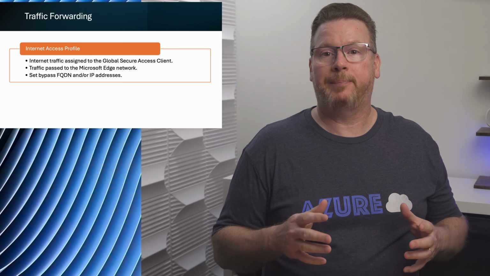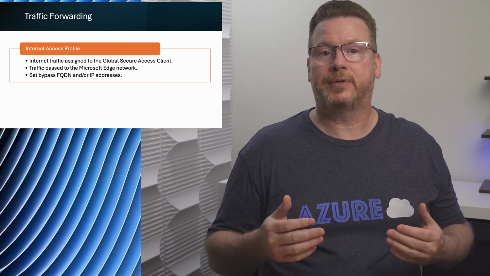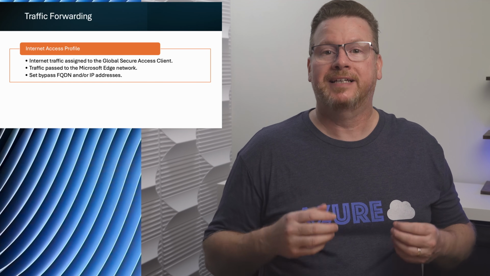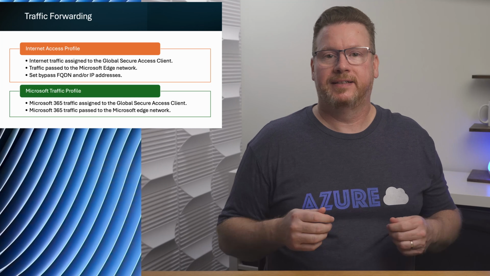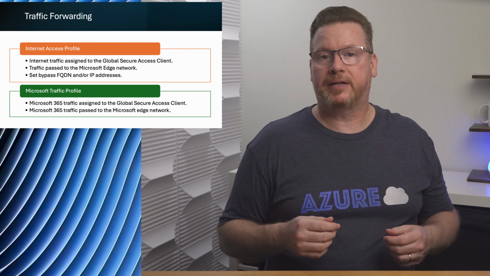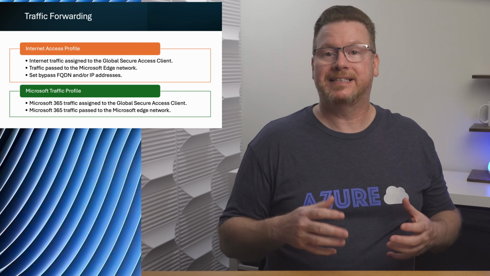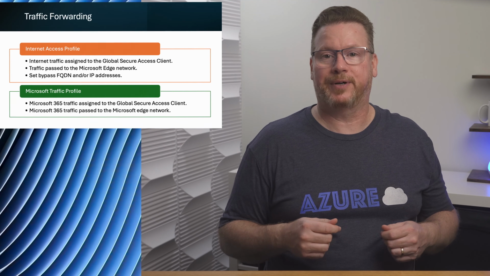We can add a bypass in the Internet Access policy. Use that to define IP addresses or fully qualified domain names that won't get passed to the Global Secure Access client for evaluation. The other profile is the Microsoft Traffic Profile. With this enabled, all Microsoft 365 traffic is assigned to the Global Secure Access client and routed to the Microsoft Edge network. Once we have the traffic forwarding profiles in place, we can configure the content filters.